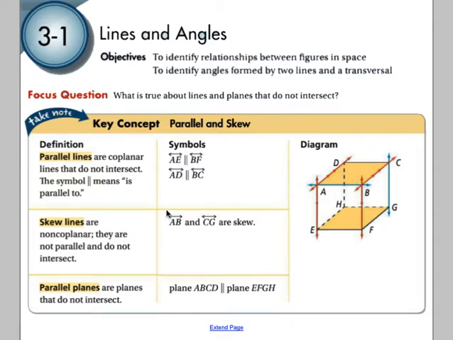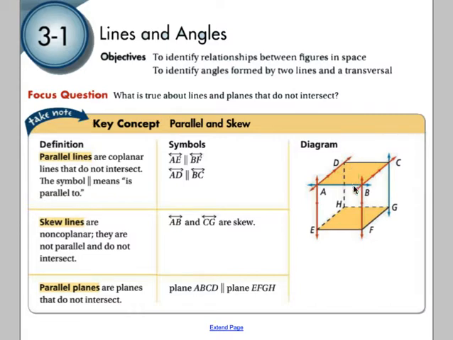Now, skew lines, these are different. These ones are sometimes more difficult for students. Skew lines are not in the same plane. They are not coplanar. They're not parallel, and they don't intersect. So examples of skew lines might be line AB and line CG back here. They're not in the same plane, they don't intersect, and they are not parallel.